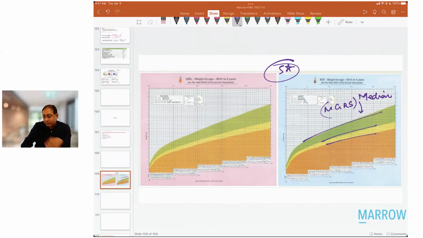Then the second reference line is -2 standard deviation. The third reference line is -3 standard deviations. If the child is following between the median and -2, it is called the normal zone. If the child is following below -2, it is mild to moderate malnutrition, and below -3, that is severe malnutrition.